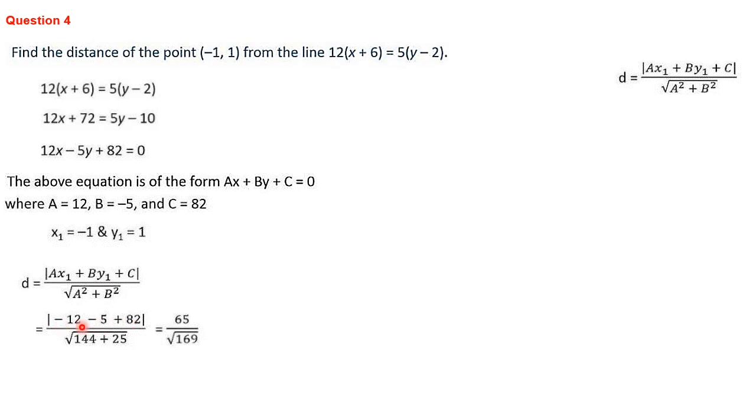82 minus 17 is 65, divided by root of 144 plus 25, which is 169. Root 169 we know it is 13. And 65 divided by 13, when we cancel it we will be having 5. So the distance we are getting is 5. So this is the answer. Next we shall discuss question number 5.